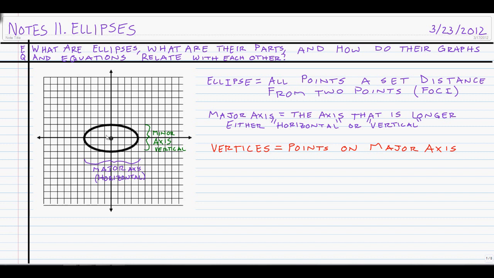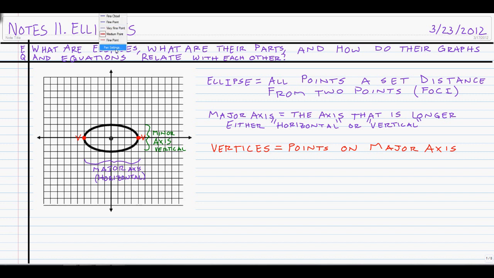So since it's longer horizontally, side to side, our two vertices would be right here in that first red dot, and right here with this second red dot. So those are the vertices. I'll just label them with a little V for now. But notice that they're on the major axis, the horizontal axis. Those two furthest out points are the vertices.